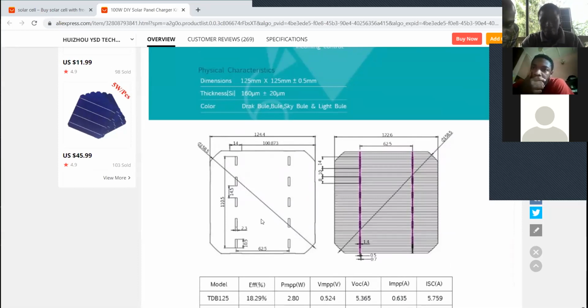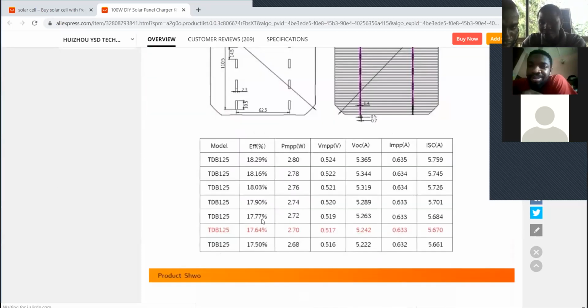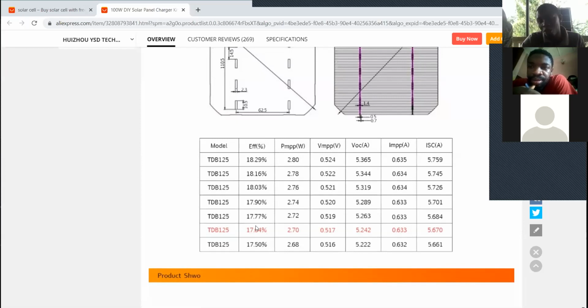So let's move on. There are different types of cells. You can see them. TDB 125, TDB 125, 2DB 125. So you see their efficiency. We calculated this efficiency the other time, and I was telling you that solar cells were not actually that efficient. Mr. Silas, you can watch our first class, you will see where I do the efficiency calculations. Okay, sir, no problem. So the maximum power now is 2.7 watts.